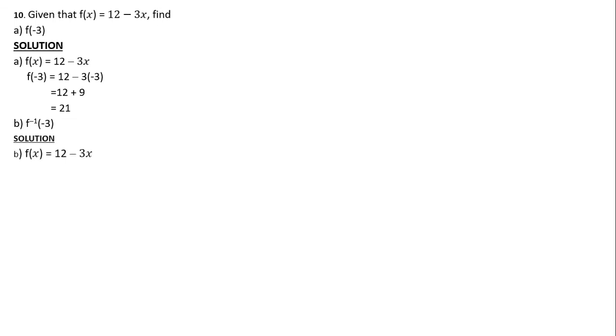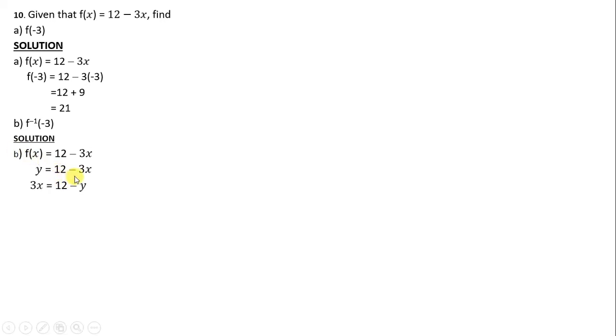So what we are going to do first, we are going to say f of x is equal to 12 minus 3x. Where there's f of x here, replace it with y, substitute a y. Then we are going to say y is equal to 12 minus 3x. From here, what are we supposed to do? We are supposed to make x the subject of the formula.